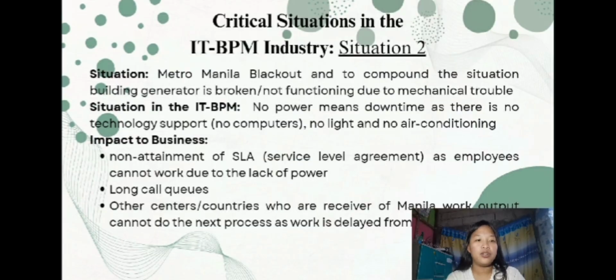Impact: failure to meet SLA because employees can't work. Long call queues. Downstream delay because other centers relying on Manila's output can't proceed. This slide highlights how a power outage, especially when backup systems fail, can severely disrupt IT-BPM operations.